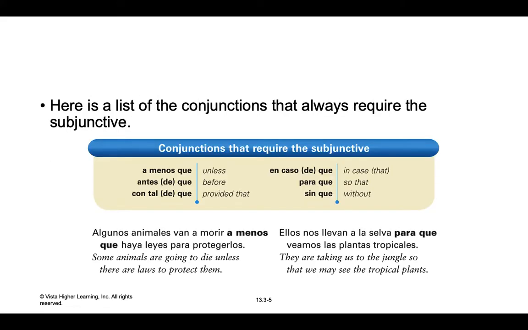Una lista de conjunciones. A menos que, antes que o antes de que, con tal de que, con tal que. So it's your choice. You can say antes que o antes de que. Con tal de que o con tal que. En caso de que o en caso que. Para que, sin que.